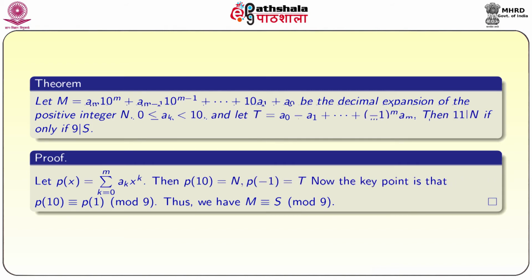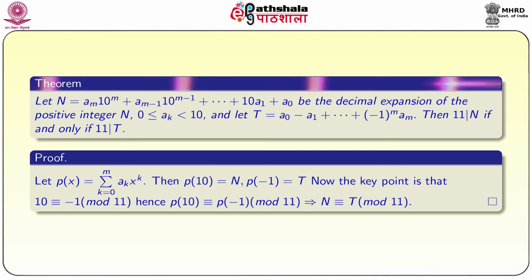So, we will look at another application of congruences. Let n equal a_m 10^m plus a_(m-1) 10^(m-1) plus and so on plus 10 a_1 plus a_0 be the decimal expansion of a positive integer n, where a_k is greater than or equal to 0 and less than 10. Let t equal a_0 minus a_1 and so on plus (minus 1) to the power m a_m. Then 11 divides n if and only if 11 divides t.